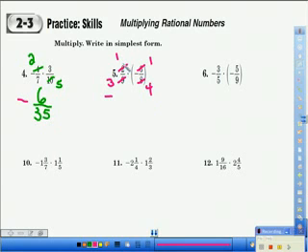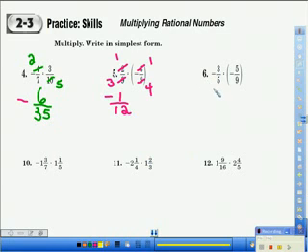Now step 3 says, multiply your numerators. 1 times 1 is 1, and 3 times 4 is 12. That is correct. And one more example. And please make sure you pay attention to the negatives and the positive symbols. Alright, let's go to number 6 in your practice skills book.